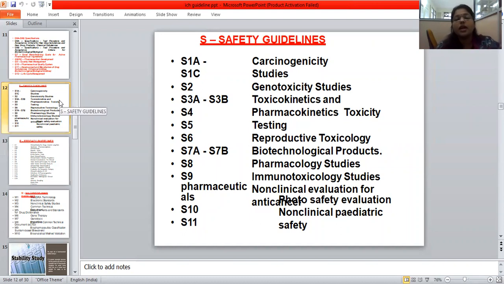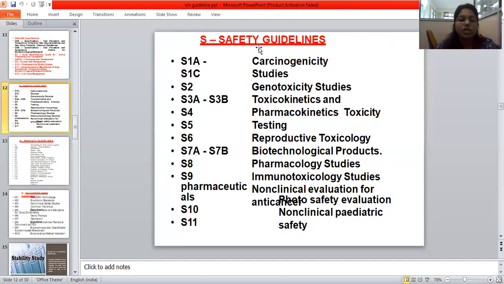So after the quality 12 guideline and its subparts, we have the safety guidelines like carcinogenicity, genotoxicity, toxicokinetic, pharmacokinetic, reproductive toxicity, biotechnological product safety, pharmacological study, immunotoxicological study, non-clinical evaluation of anti-cancer pharmaceuticals, photo safety evaluation, and non-clinical pediatric evaluation and safety study. So this is overall the safety guideline which is given by the ICH.